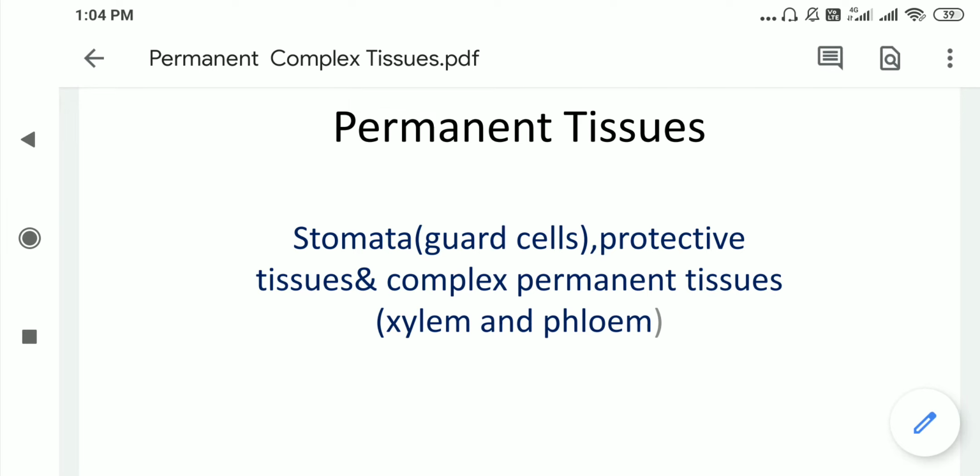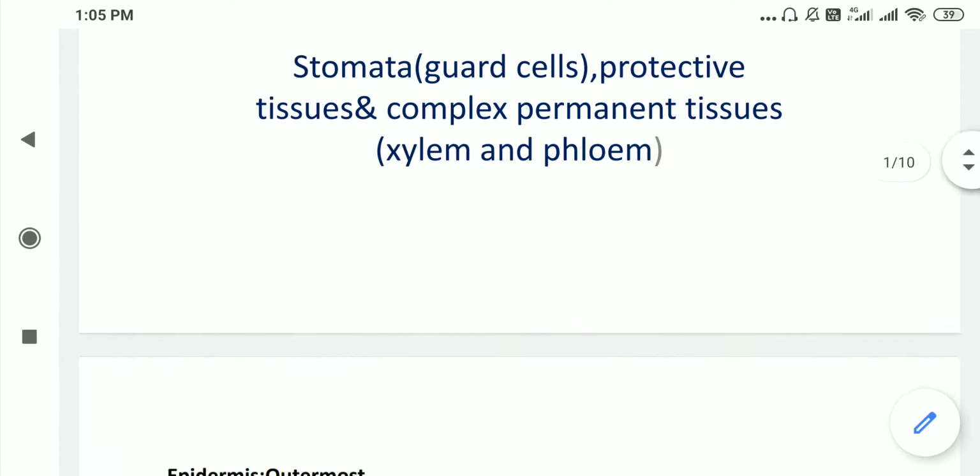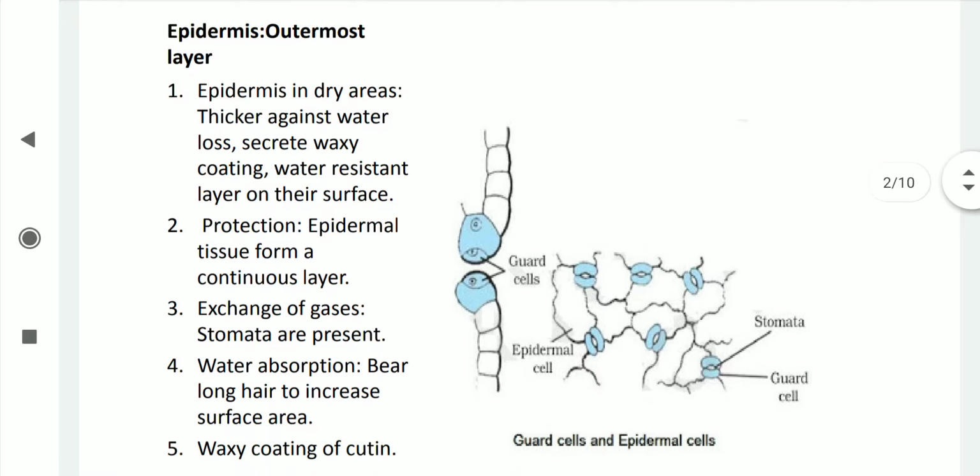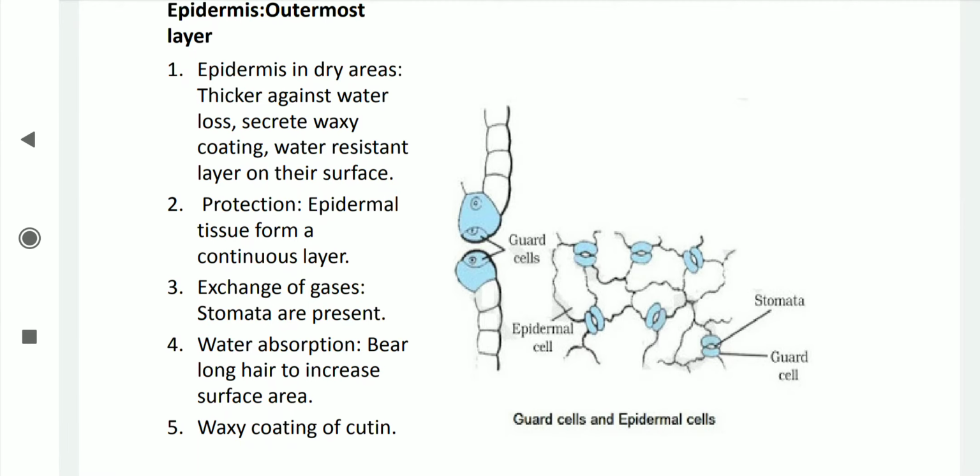Okay, all of you have seen the section cutting of the plant. The outermost layer is called epidermis. So what is the function of this epidermis? One by one we will take. In dry area, what is the function of epidermis? Generally this layer is a single layered structure. But in desert areas this epidermis is very thick. Why is it thick? To protect the water from evaporation or transpiration. So water loss can be restricted.